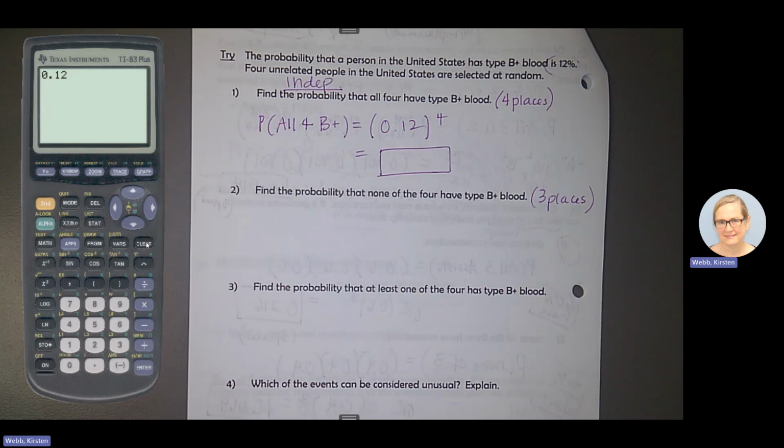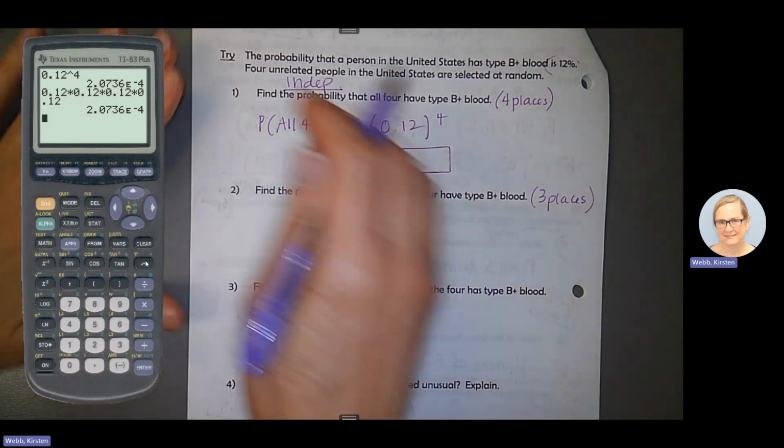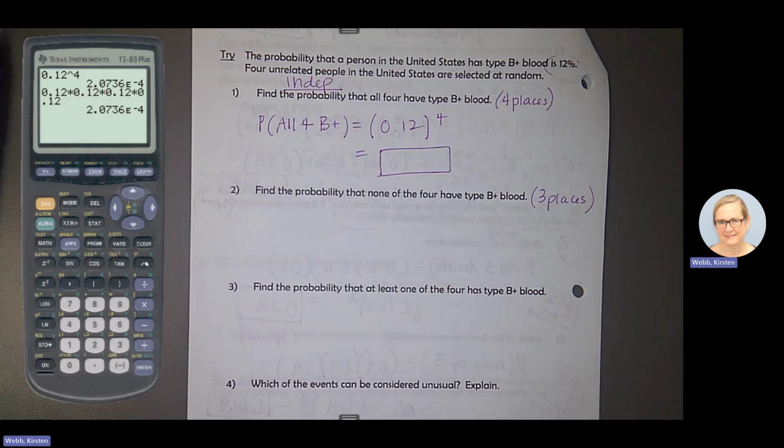And there's where something weird happens, right? Raising that to the 4th power or multiplying it 4 times. For starters, you might look and see that your answer is coming out to be 2 point something. And hopefully you think, oh, that's not right. Probability should never be bigger than 1. So that looks a little fishy. And then you keep looking and it gets even weirder because there's a letter in there. 2.0736 E negative 4. Anybody know what the calculator's trying to do there?